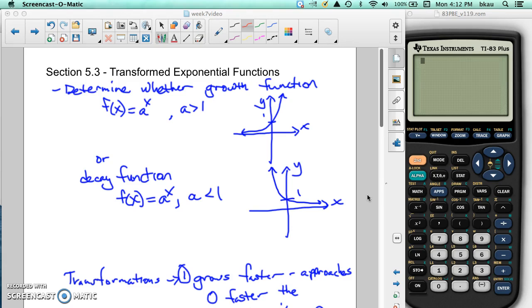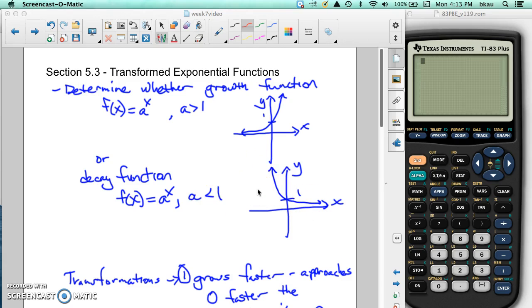Now we just want to start with a basic exponential function, so you have to determine the starting point here. When you look at the equation, are we going to start with a growth equation or a decay equation based upon what a is here? So this is a reminder, if a is greater than 1, then we're growing, so it's going to look like this and going through 1. If it's less than 1, then it's going to be decaying.